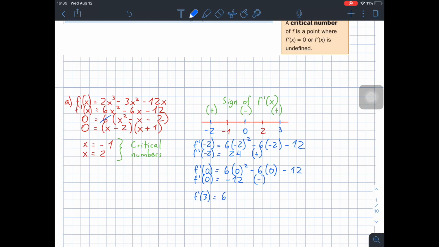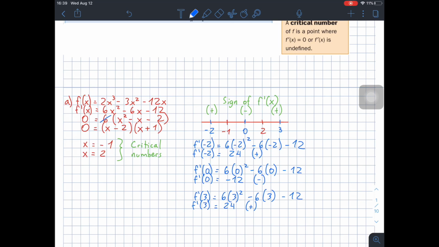And this would be 6 times 3 squared minus 6 times 3 minus 12. And if you calculate, give me a second, 6 times 9 minus 6 times 3 minus 12. This is positive 24. So as you can see, this has a positive sign. So we conclude that the function is increasing after the critical number x equals 2.